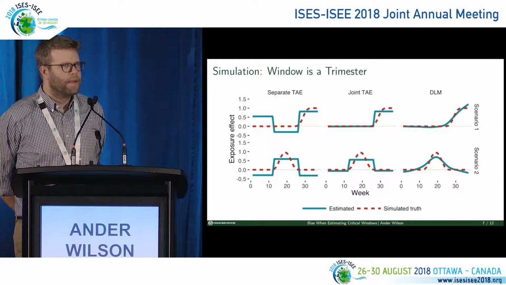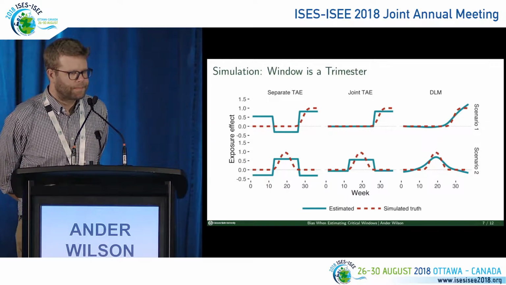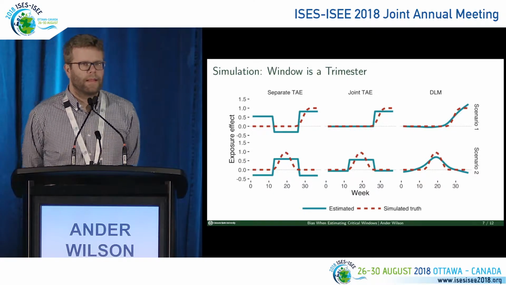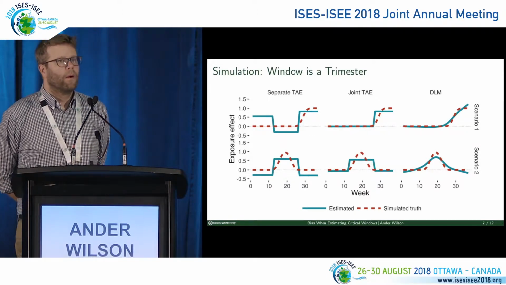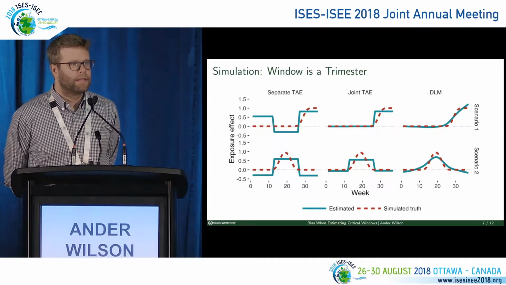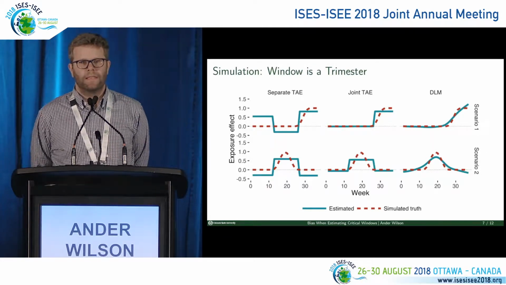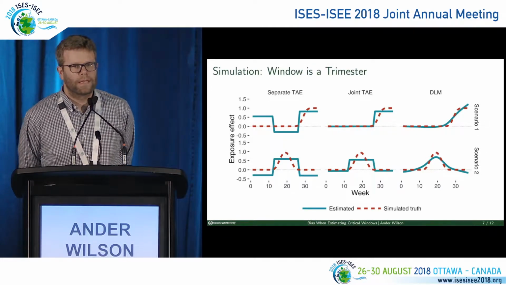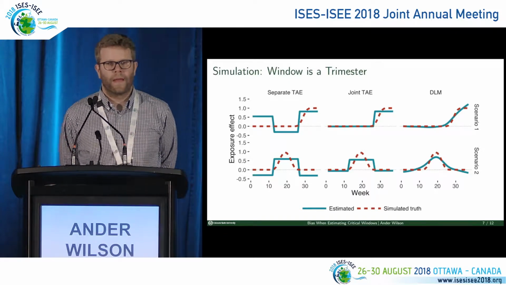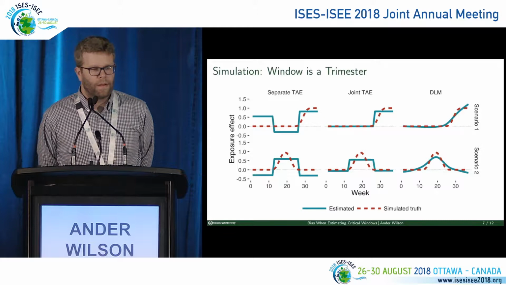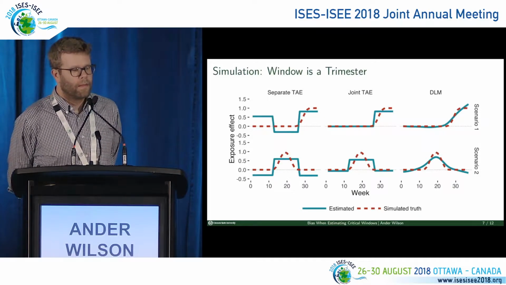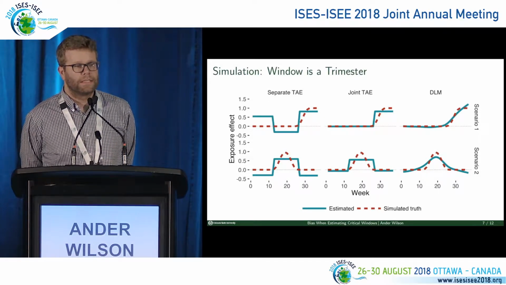The solid line is the mean over all 1,000 data sets. The DLM slightly over smooths. The joint TAE model does very well. Where there's no association, it estimates no association and is unbiased. When there is an association, it returns something that looks like the average effect over that trimester. The separate TAE model does well only in the trimester where there is a true association.